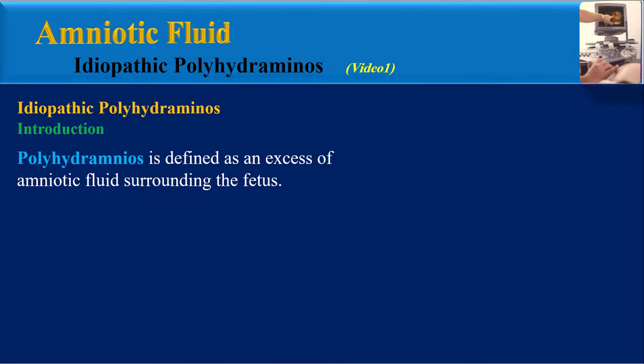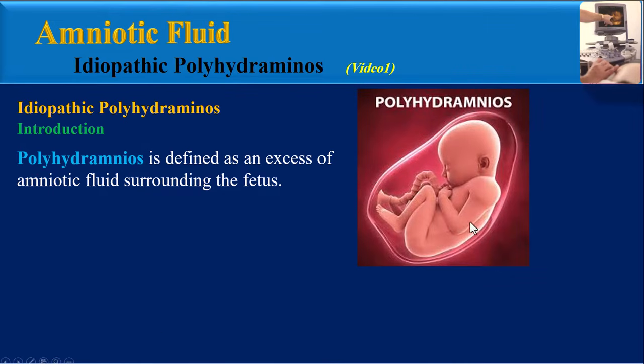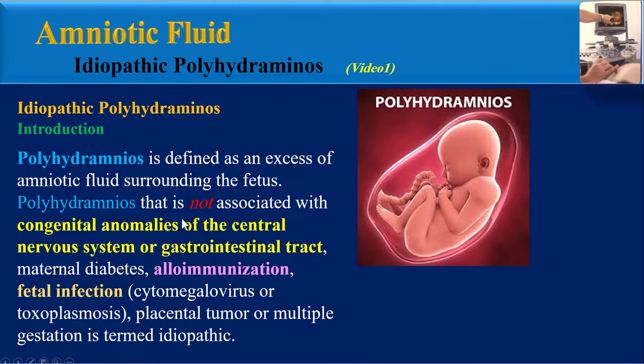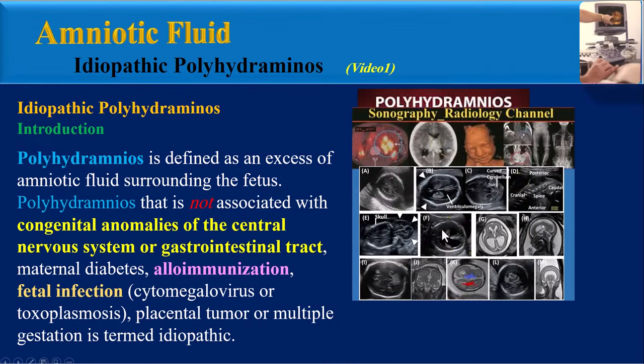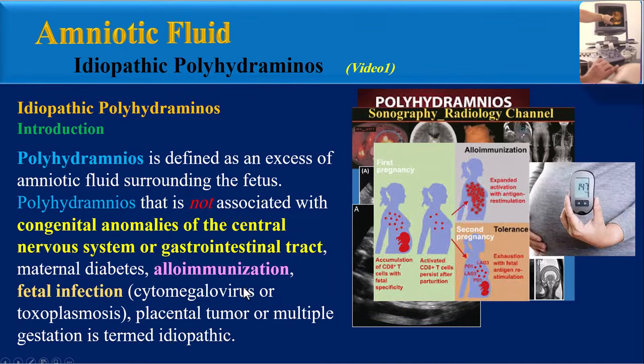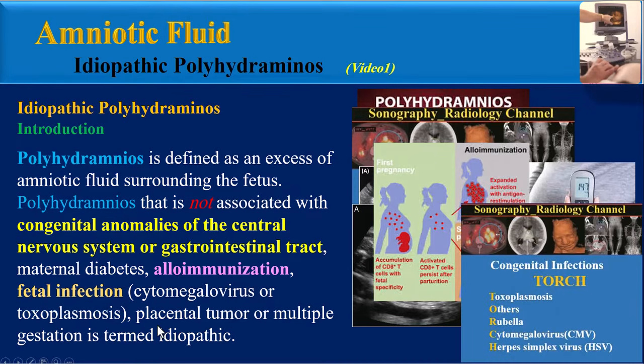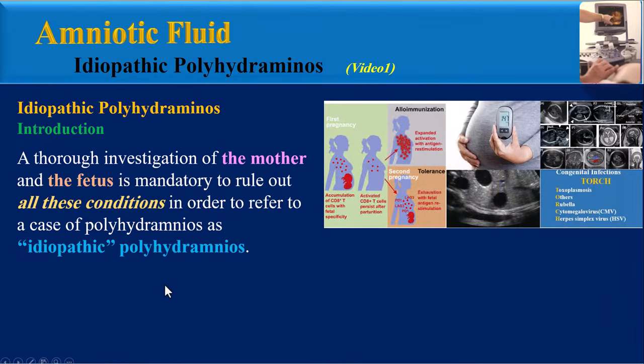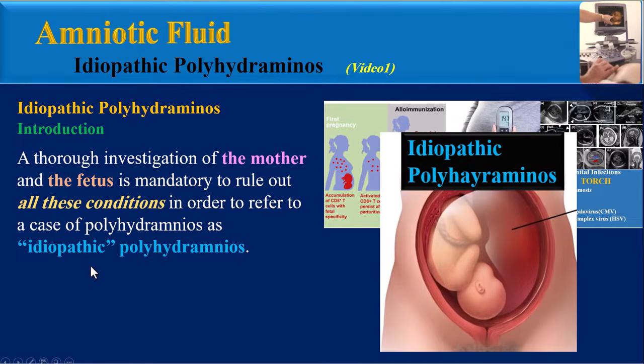Polyhydramnios is defined as an excess of amniotic fluid surrounding the fetus. Polyhydramnios that is not associated with congenital anomalies of the central nervous system or gastrointestinal tract, maternal diabetes, autoimmunization, fetal infection, placental tumor, or multiple gestation is termed idiopathic. A thorough investigation of the mother and the fetus is mandatory to rule out all these conditions in order to refer to a case of polyhydramnios as idiopathic polyhydramnios.